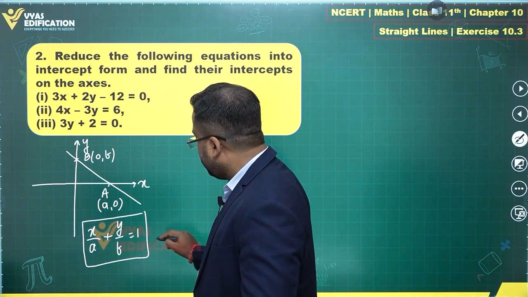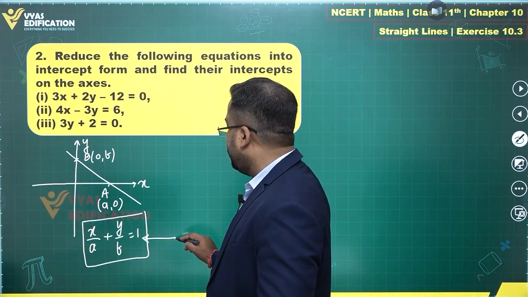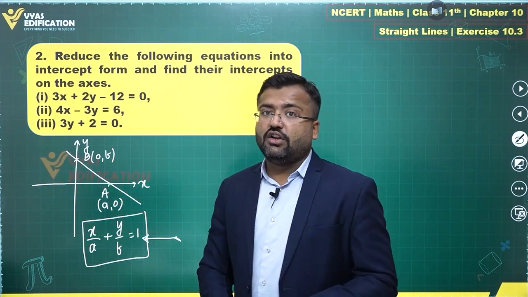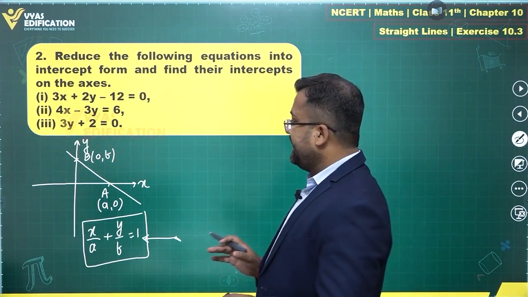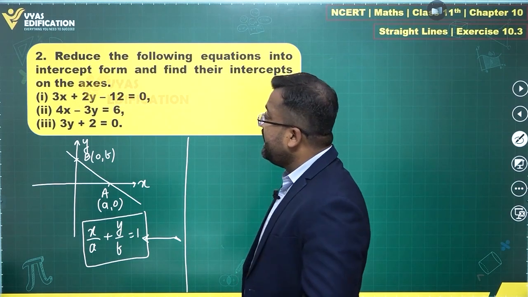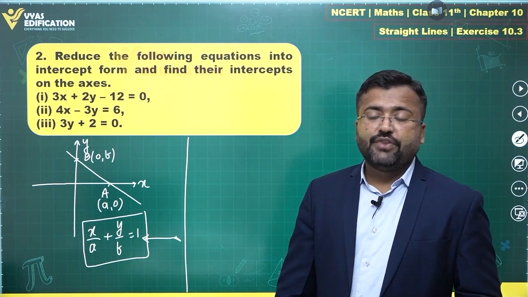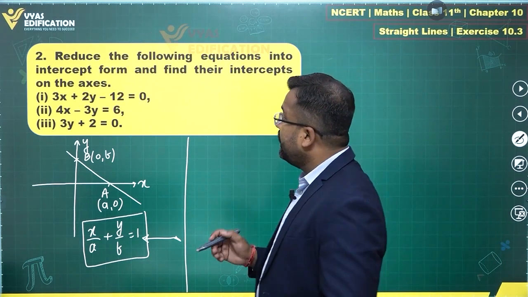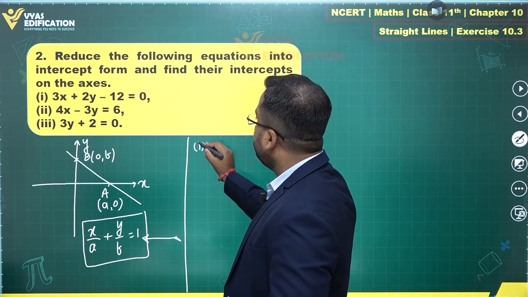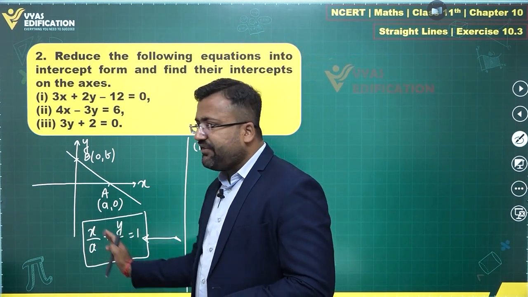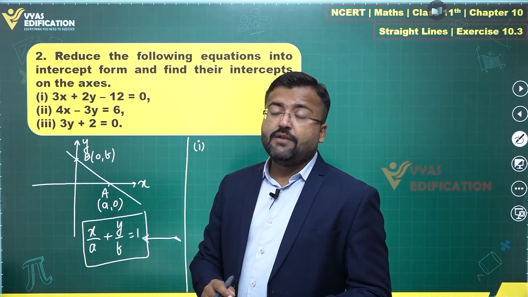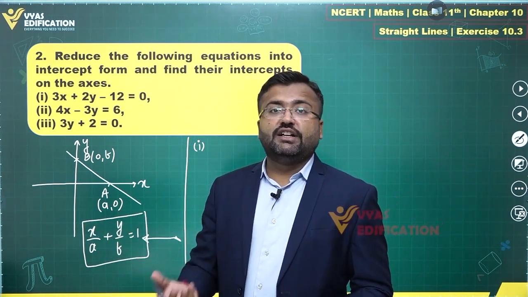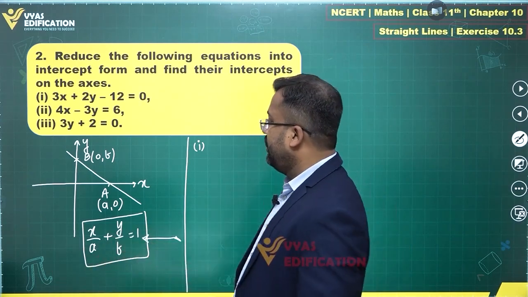So this here is my target. That is, you should get a 1 on the right hand side. That constant term should be 1, and that's the key to converting any equation into intercept form. And how do we do that? Let's take a look at this question. First we'll keep all terms having x and y on the left hand side and bring the constant term to the right hand side. After that we'll divide by the constant term to give us this form.